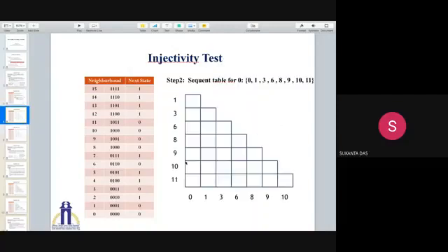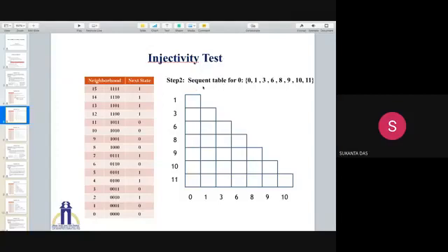Now, second step, I have to form the table. We call the table a sequent table. We have two classes, one for 0 and one for 1. So for each one, I have to form a sequent table. The name sequent table is given by Amoroso and Patt in the paper. This name they have used.